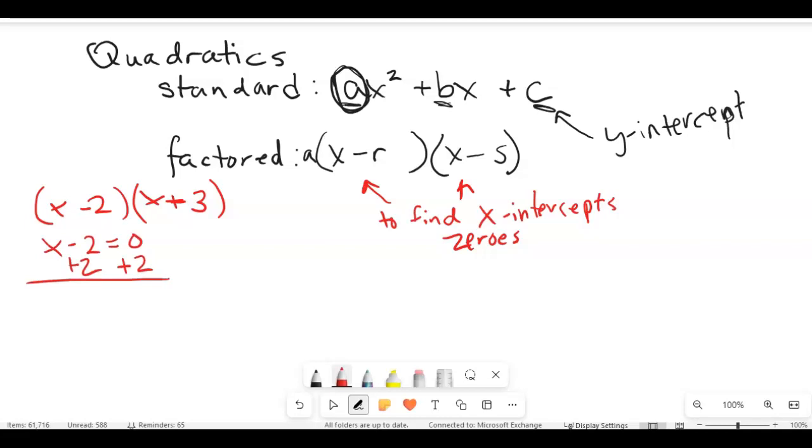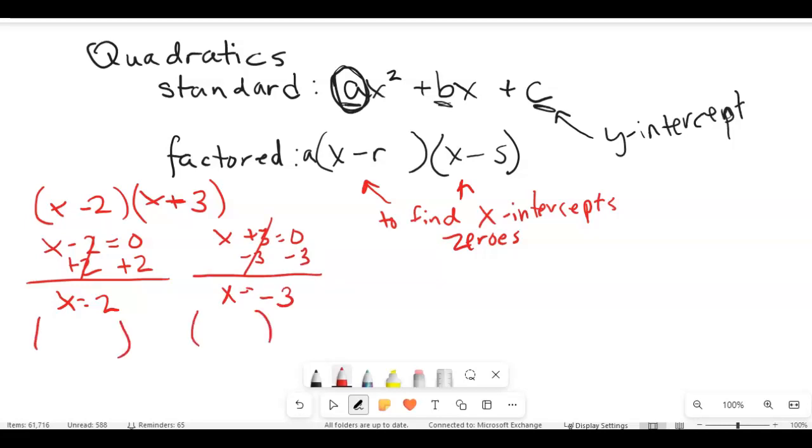I can add 2 to both sides. I get x equals 2. Here, x plus 3 equals 0. So if I subtract 3 from both sides, I get x equals -3. So my two x-intercepts here would be 2, 0 and -3, 0.